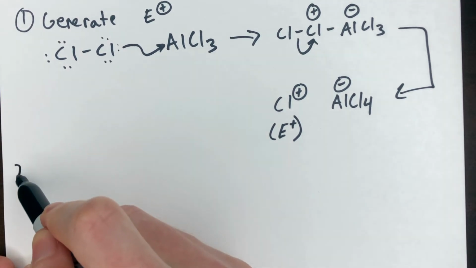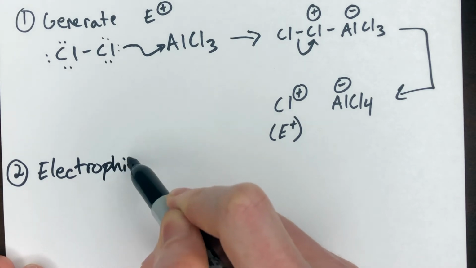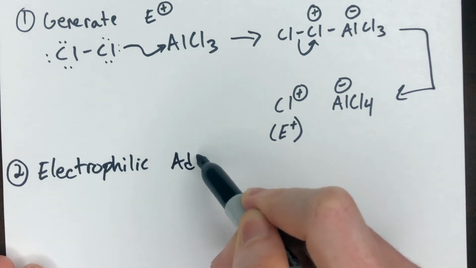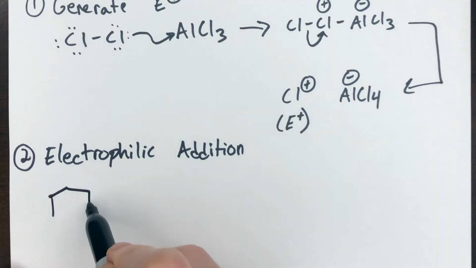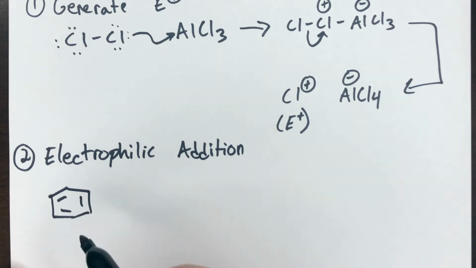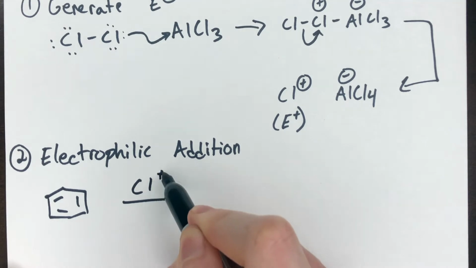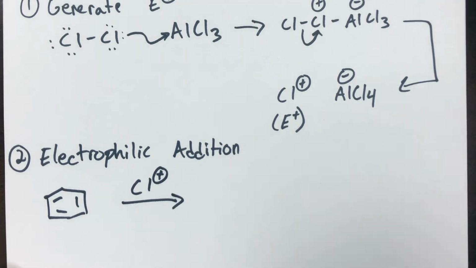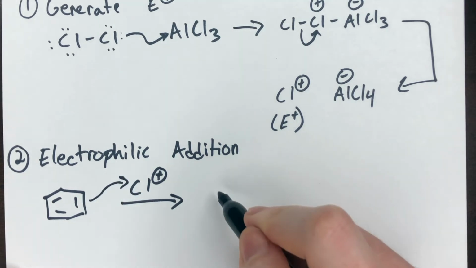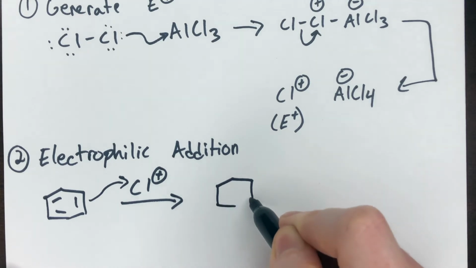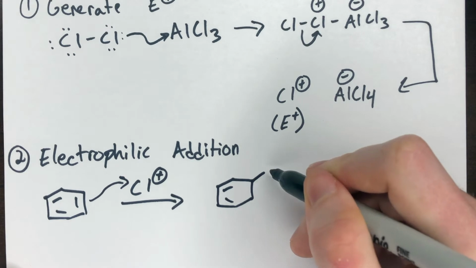Now, step 2, we have to undergo the electrophilic addition to the benzene, now that we have our electrophile. Right? So here we'll have benzene functioning as our nucleophile, that pi bond there. And then we have Cl+ that we just demonstrated how that generates using the aluminum trichloride catalyst. This will attack the chlorine and breaks the aromaticity. Right, so we just created this carbon-chlorine bond.